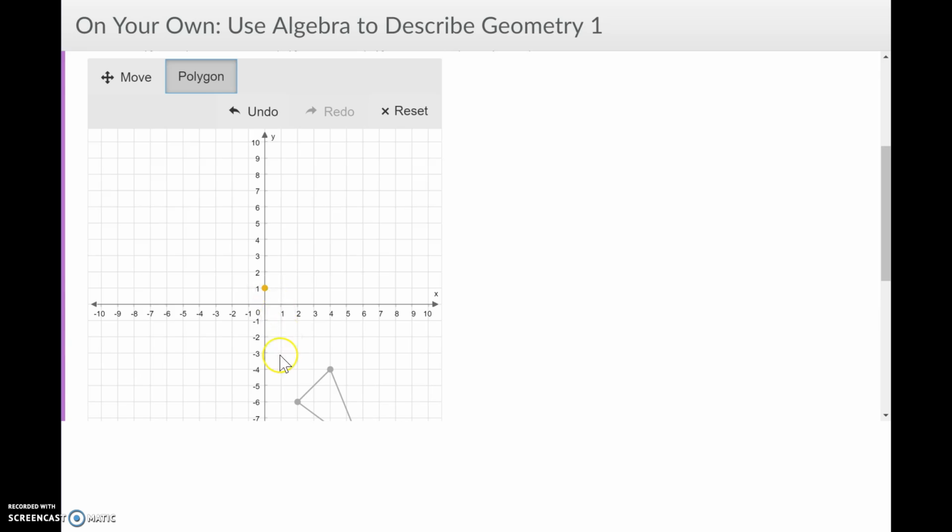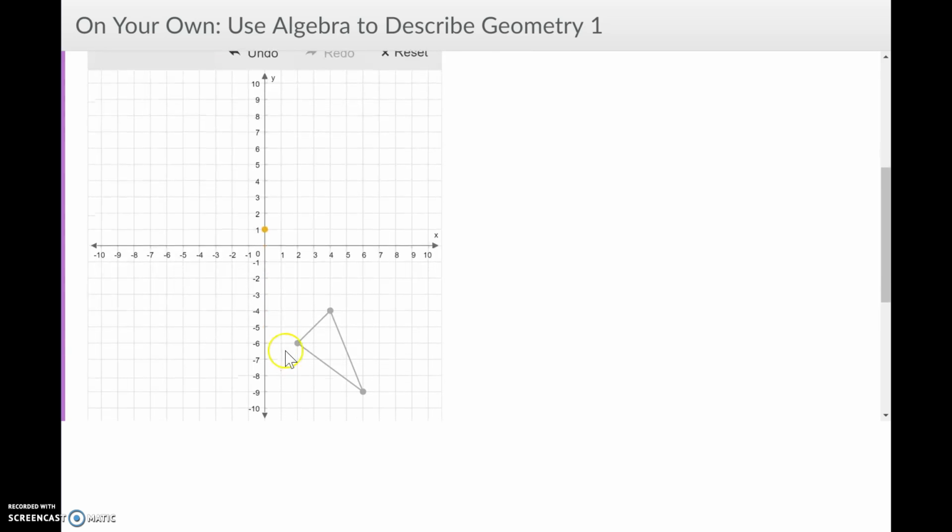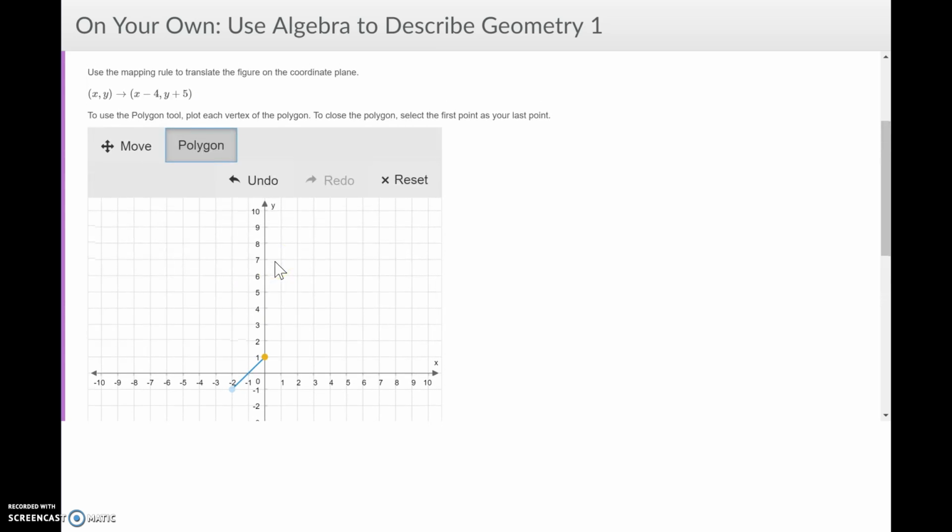All right. Now let's take our next coordinate. Our next coordinate, we subtract 4. Go to the left 4. 1, 2, 3, 4. And we are going to go up 5. 1, 2, 3, 4, 5. Let me just double check. To the left 4, up 5.